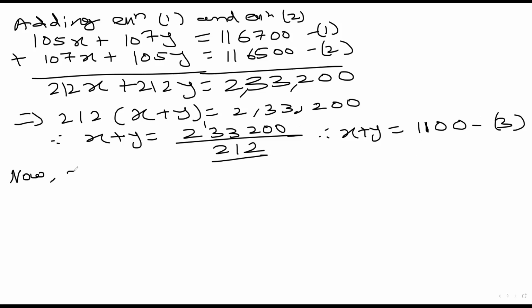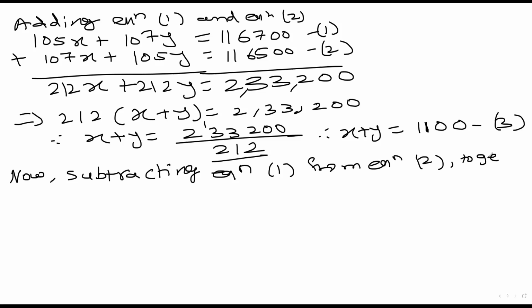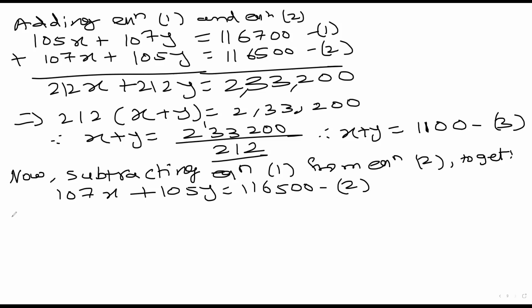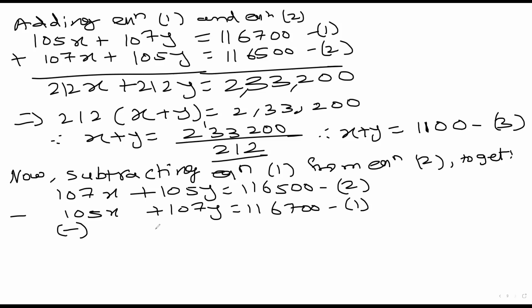Now write down subtracting. We'll subtract equation 1 from 2 because in that case x will be positive. It doesn't matter in fact. So write down subtracting equation 1 from equation 2. What do you get? 107x plus 105y equal to 116500, minus 105x plus 107y is equal to 116700. When you subtract, everything becomes subtraction.